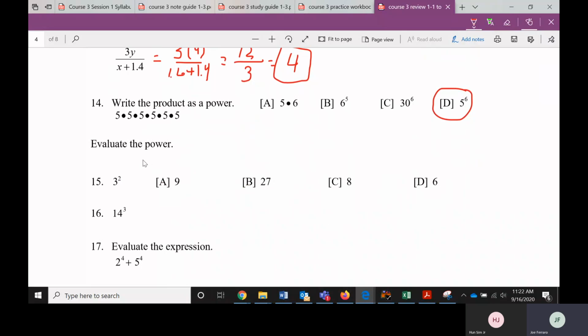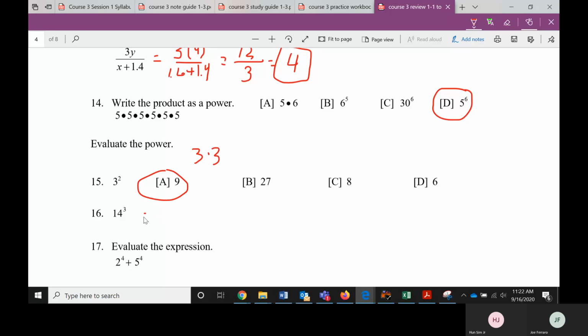Evaluate the power. That means actually find the answer. So this one I don't think you need your calculator for. 3 squared doesn't mean 3 times 2. Remember, the 2 is how many of the base you're multiplying. So 3 times 3 is 9.